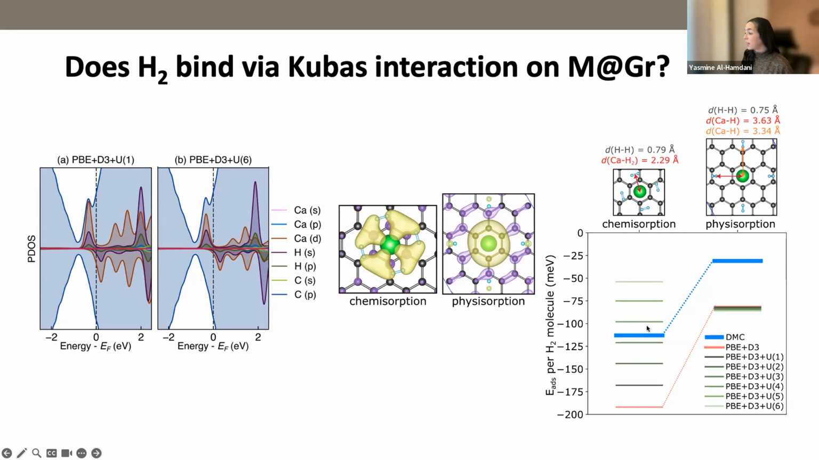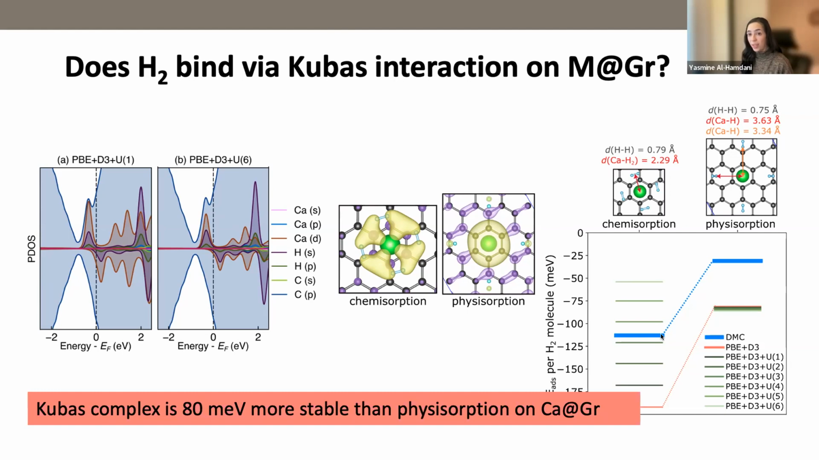And you see that actually the DMC result is still much more stable than the physisorption well. So it's a lot more stable. So it's 18 millielectron volts more stable than it would be in the physisorption well. So that sounds promising because it means even though DFT is sort of overestimating the adsorption energy, the actual interaction itself might still be viable, according to the QMC.